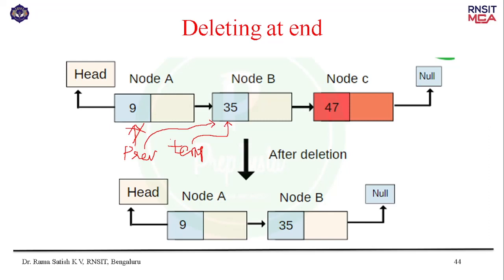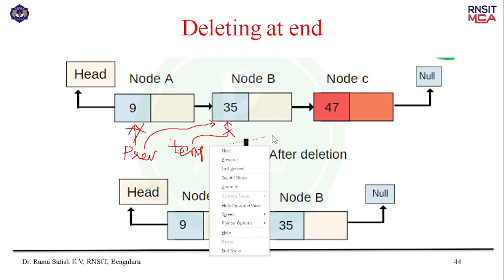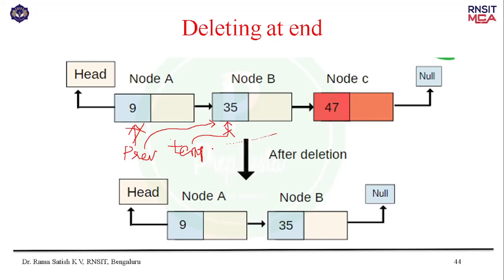Later temp will be moved to the next node, that is node C. Now it will check whether temp of data is equal to 47. Yes, the temp of data is equal to 47. So temp is here, previous is pointing to node B and temp is pointing to node C.